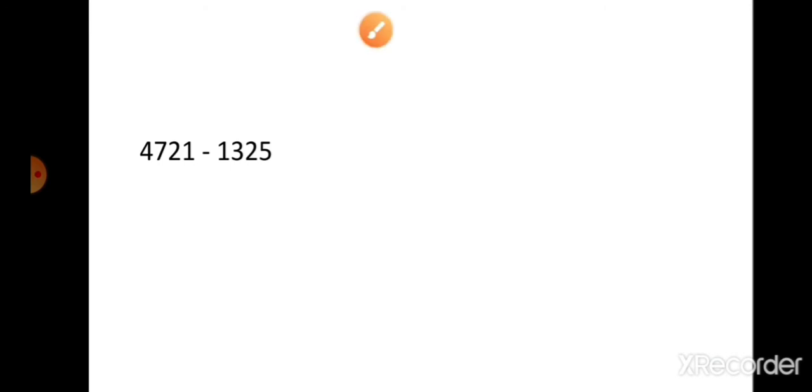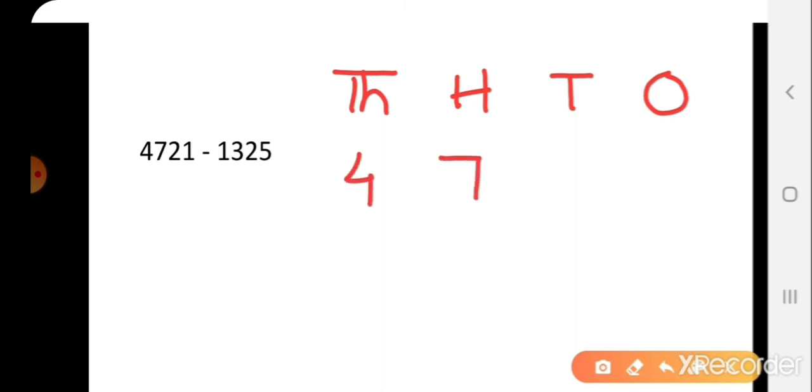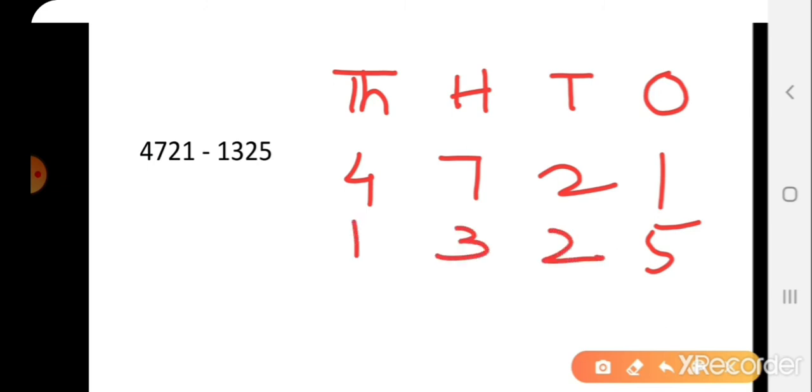In this example, both the numbers are 4-digit number. So, we will take 4 places. Thousands, hundred, tens, ones. Now, put the digits under the places. Here we have put the digits under the places. Now subtract.